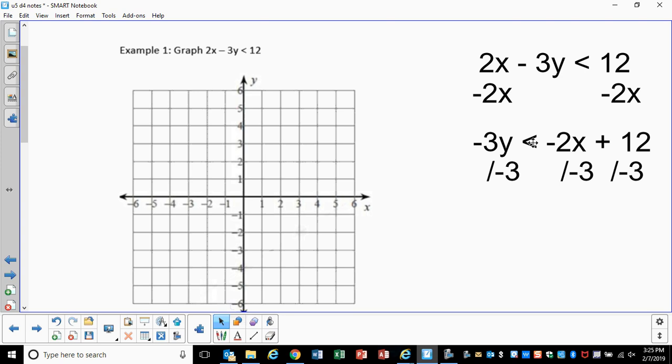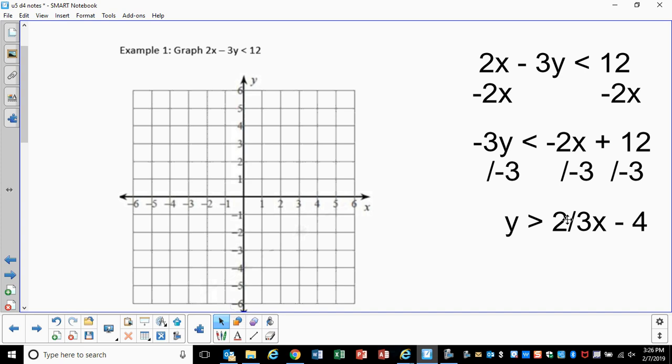Okay? Now, remember, with inequalities, we have that special rule. If you divide both sides by a negative number, you have to flip the sign. Okay? We're dividing everything by a negative number, so we have to flip our sign. So now we have y is greater than 2/3 x minus 4. So that is my slope-intercept form.